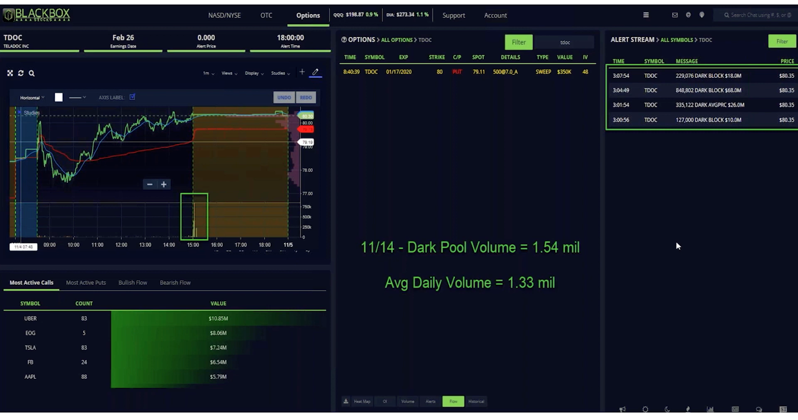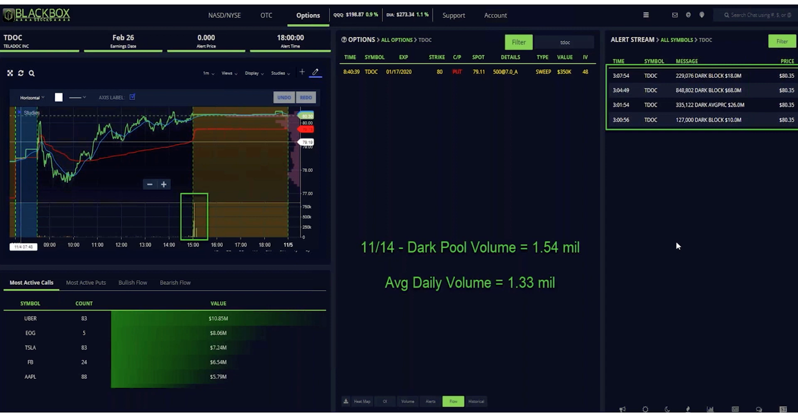So let's just take a look at this Teladoc. This one, the earnings has been moving tremendously. And then we have some dark pool prints hit the tape yesterday. Okay, so Teladoc does not get much activity at the dark pool. It just doesn't. It doesn't get a lot of activity in the options market.